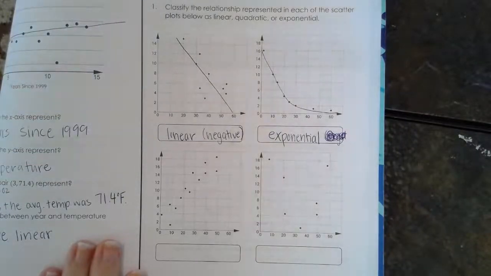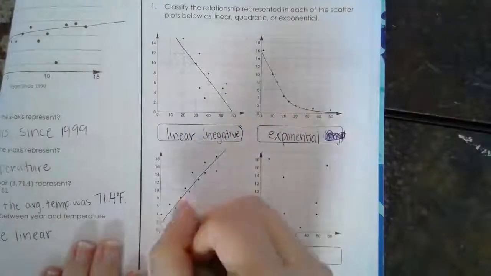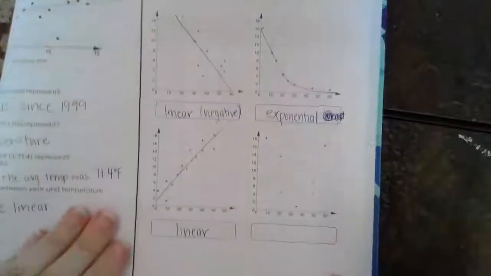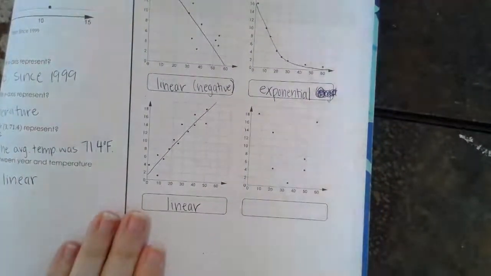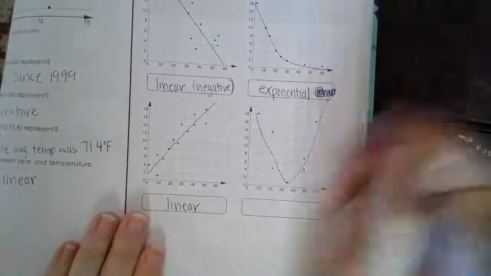This one goes up again at more of a linear relationship. And then this last one, it's still not a very strong correlation. They're kind of spread out, but it is more of a quadratic. It goes down and then comes back up.